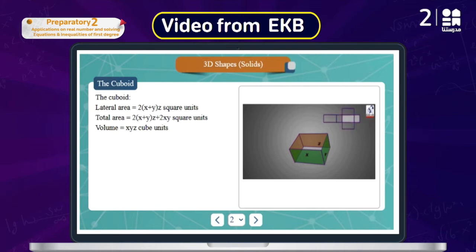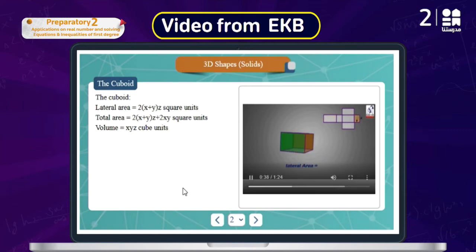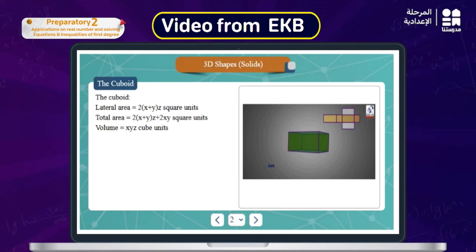So, for the first lateral face, the area equals x times z. The surface area of the second face equals y times z. The third face area equals the first face area, so we multiply xz by 2 for the whole lateral area. The last face area is also equal to the area of the second face. By taking common factors 2 and z, the lateral area of the cuboid equals x plus y times 2 times z.